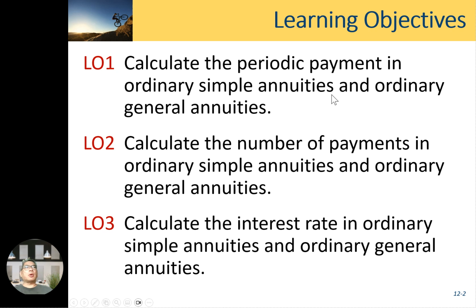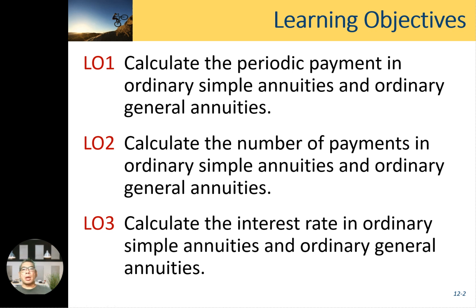Number one, calculate the periodic payment in ordinary simple annuity and ordinary general annuities. Number two, calculate the number of payments in an ordinary simple annuity as well as an ordinary general annuity. Number three, calculate the interest rate in ordinary simple annuity and ordinary general annuities.